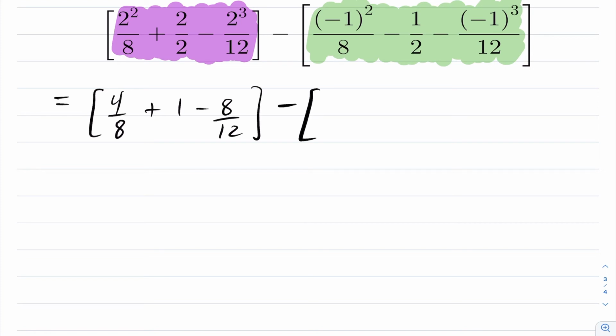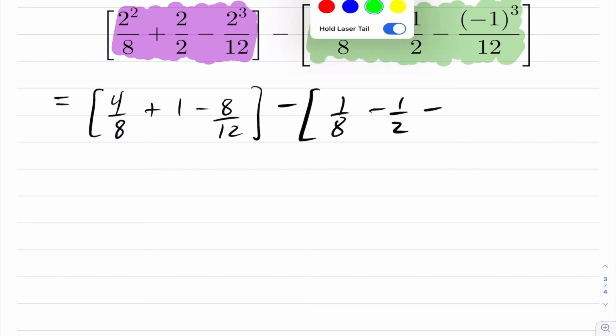Now going into this bracket, see if there's anything that we can clean up here. Negative 1 quantity squared is going to be positive 1. And we have our minus sign from before. Put your minus sign down here. Now watch out. This is going to be negative 1 to the power of 3, which is negative 1. So this is staying as this minus 1 symbol.